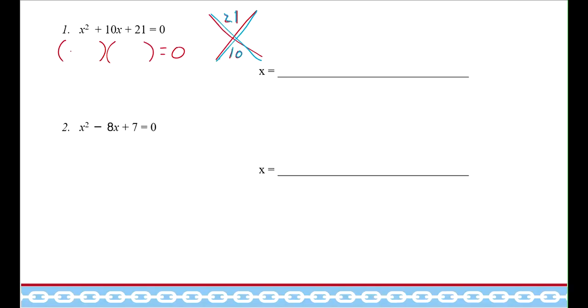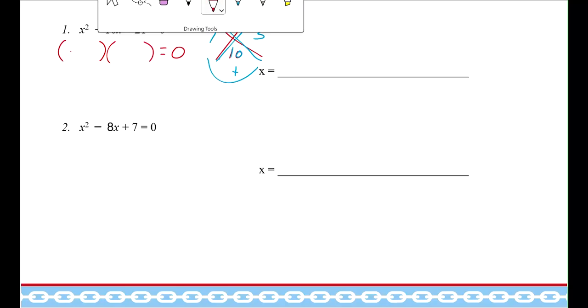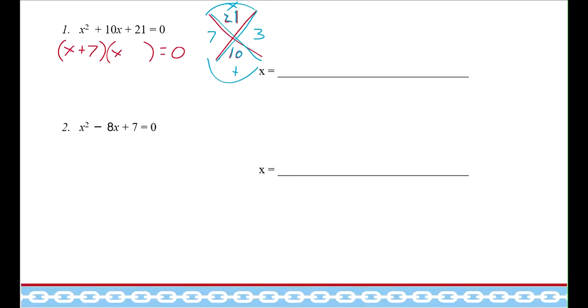I'm looking for factor pairs of 21 that also add to 10. So what can I add to make 10, and multiply to make 21? That would be 7 and 3. So my factor pair that I'm going to use to factor x squared plus 10x plus 21 is the 7 and the 3. So x plus 7 times x plus 3.